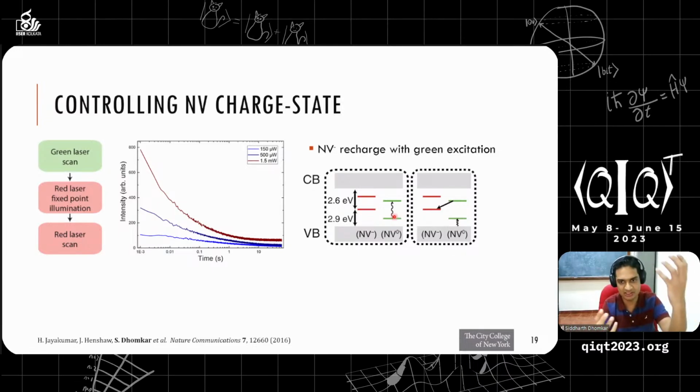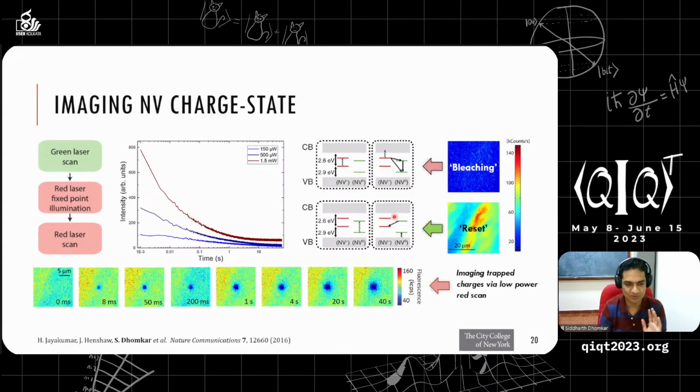So the rate actually is decided by the ionization and recombination rate. Generally, you end up getting 70% NV minus. If you just shine a green laser, 70% of the time you'll get NV minus. But with red, if you are in NV0, you'll slowly ionize it. So you can think of an experiment where you start in the NV minus state, 70%, you shine a red laser, and it will decay.